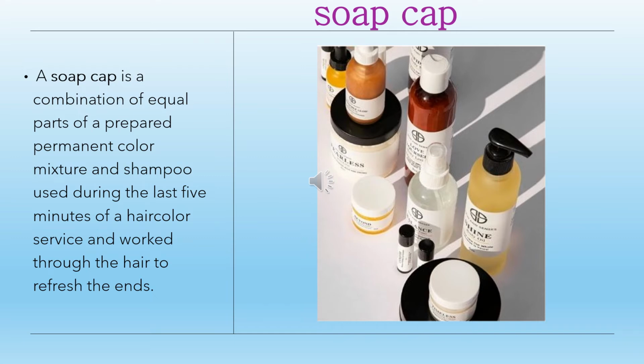You cannot talk about a permanent hair color and not mention a soap cap. The soap cap is combined with equal parts of the prepared permanent hair color mixture, which is left over, and you add shampoo into your mixture. During the last 5 minutes of the hair color service, add it through the ends to help refresh your ends. This is what you could call a refresher, your soap cap, that you can use on the ends of your hair after your permanent hair color touch up or retouch.